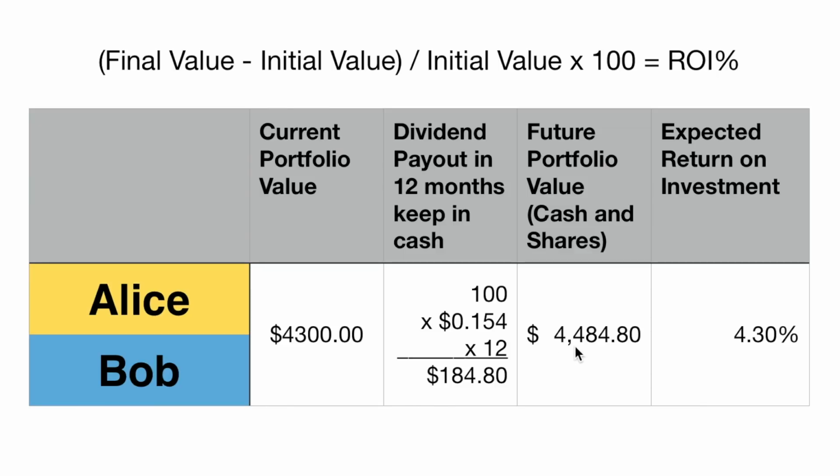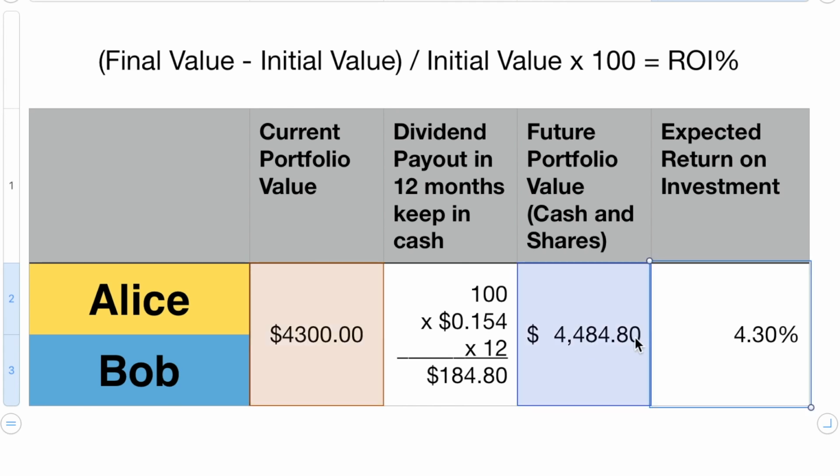So if we assume that they don't use the dividend payout to buy more stocks, but we keep it in cash, then at the end of the year, we'll have $4,300 in stock, and we'll have $184 in cash, and we'll have a total value of $4,484.80.